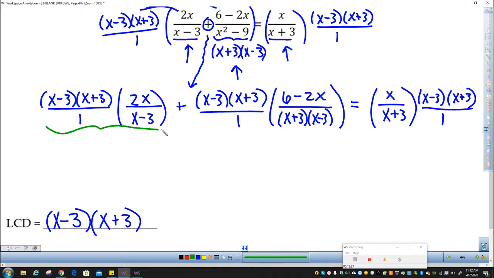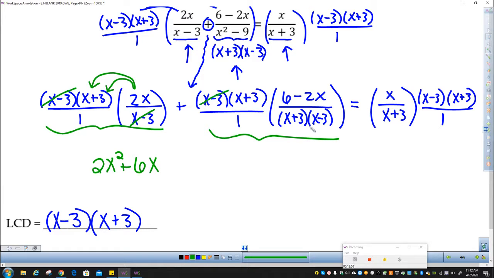For the very first part here, we are going to cancel x minus 3 with this denominator x minus 3. So notice how we have the quantity x plus 3 in parentheses. That's being multiplied by 2x. So that 2x is going to multiply by both the x plus 3. It's going to distribute to the inside. So that's going to make it 2x squared plus 6x.